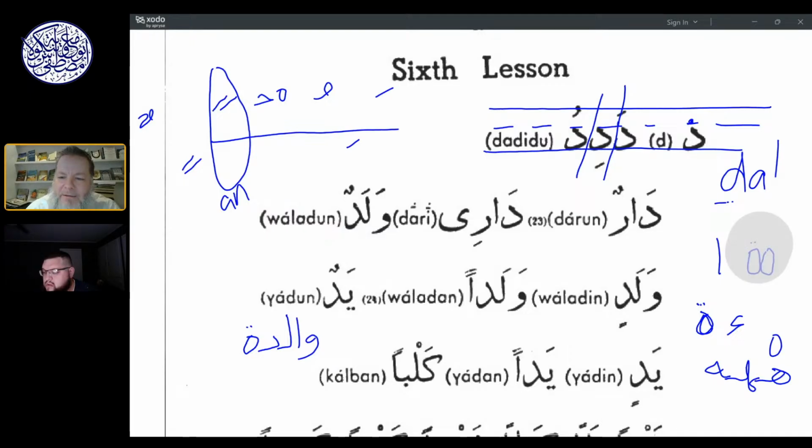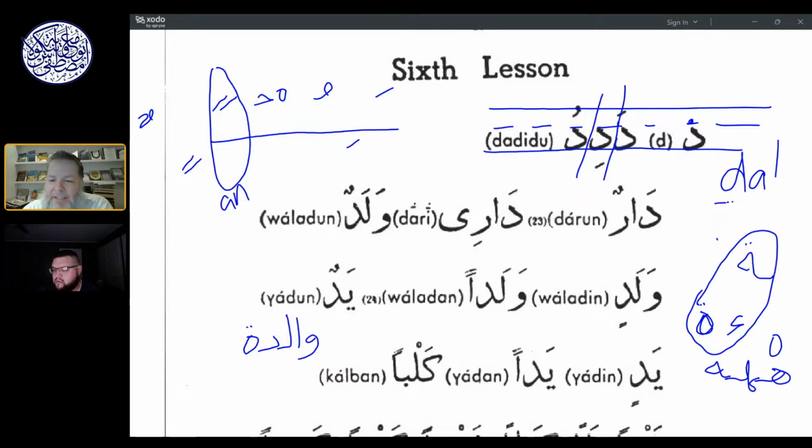And if it's at the end of a word, we're not going to learn it right now, but I'm just telling you, it'll look like the ha does, except with two dots. Okay. We're going to learn that later. But these two, the hamza and the ta marbuta, they can hold the fathatain. All the other letters, if you're going to have the fathatain, you're going to need the aleph.